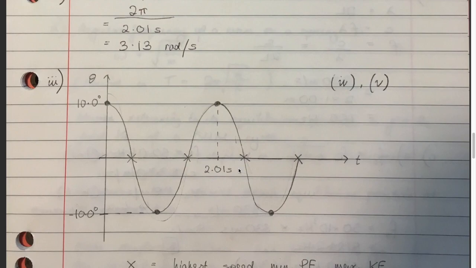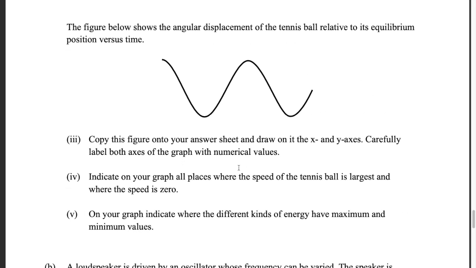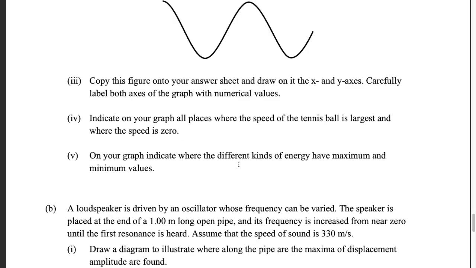Then in parts 4 and 5, we need to indicate on the graph all places where the speed of the tennis ball is largest and where it's 0, then the places where the different kinds of energy have maximum and minimum values. That's sort of 2 ways of saying the same thing. So when the speed is largest, the kinetic energy is maximum and the potential energy is minimum. When the speed is 0, the kinetic energy is 0 or minimum and the potential energy is maximum.